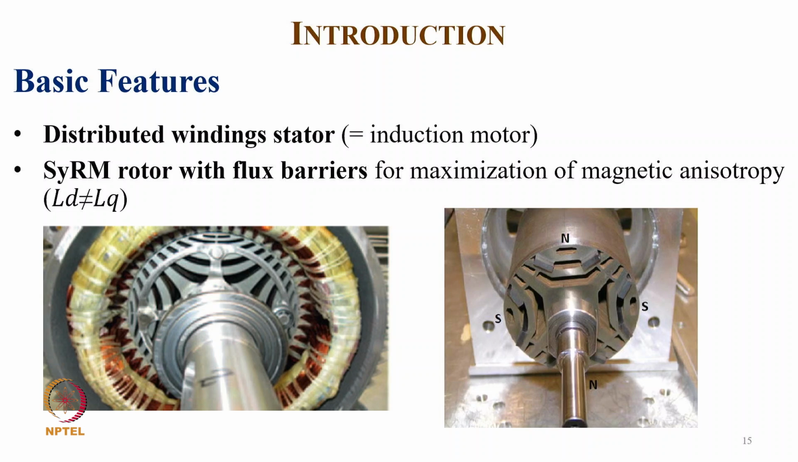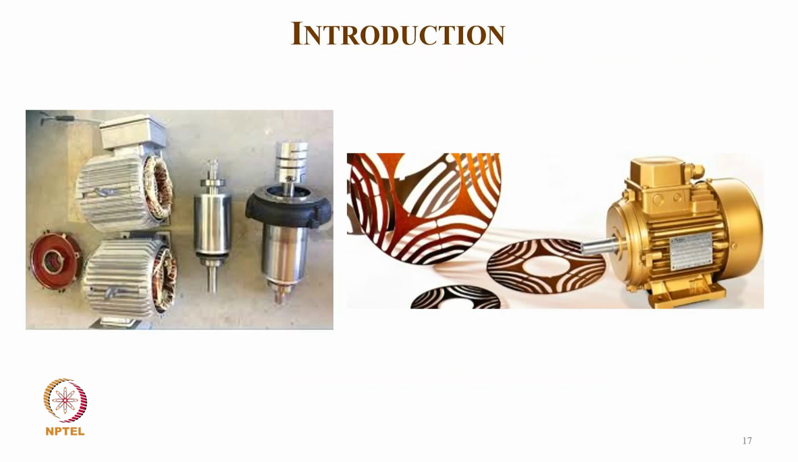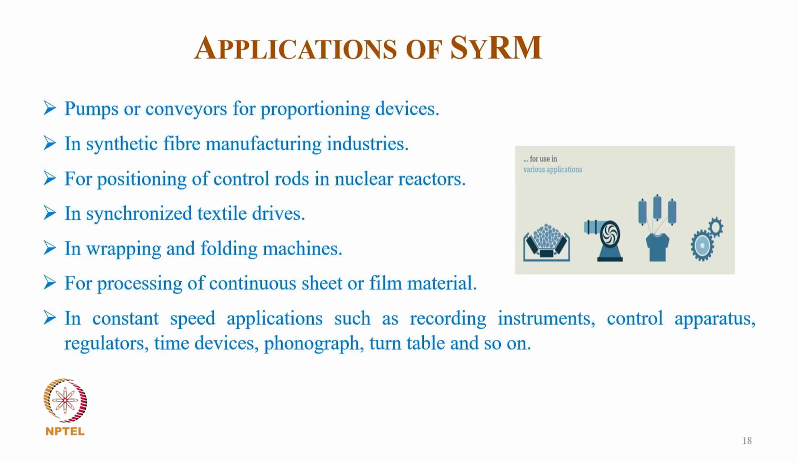So, the basic features are distributed winding on the stator, similar to an induction motor, and a rotor with flux barriers for maximization of magnetic anisotropy, like Ld not equal to Lq. And these are the typical photographs. You can see the cutaway view of the motor, the laminations of the rotor, and the different parts.